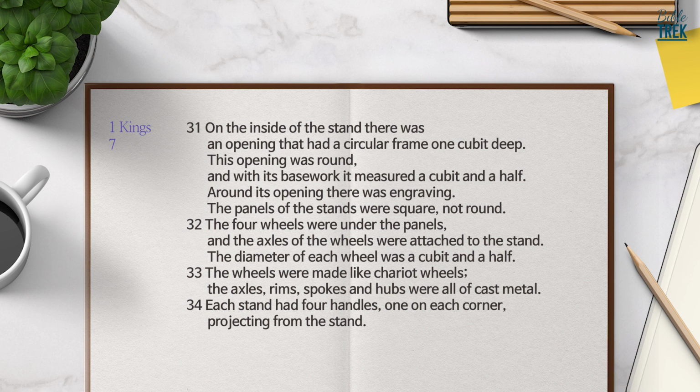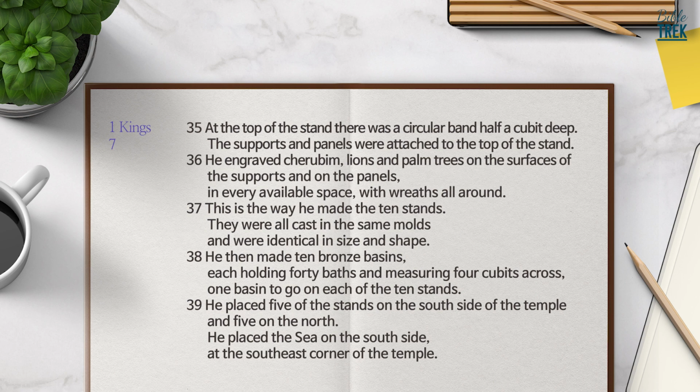The 4 wheels were under the panels, and the axles of the wheels were attached to the stand. The diameter of each wheel was 1.5 cubits. The wheels were made like chariot wheels. The axles, rims, spokes, and hubs were all of cast metal. Each stand had 4 handles, one on each corner, projecting from the stand. At the top of the stand there was a circular band 0.5 cubit deep.